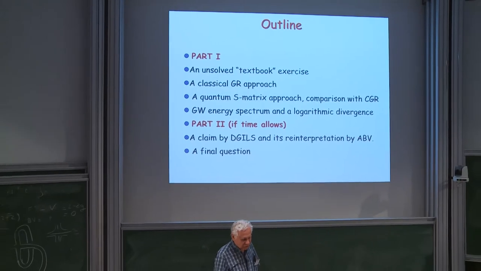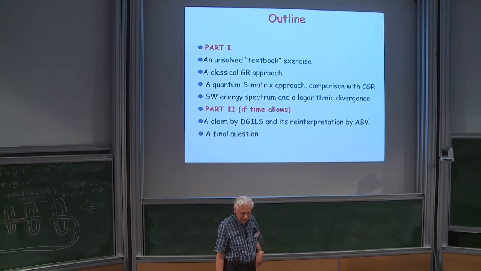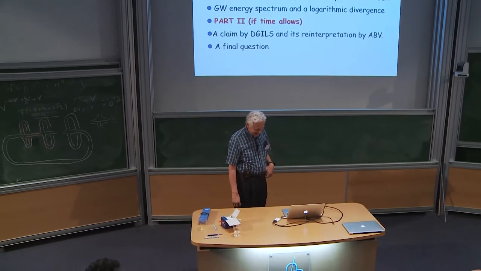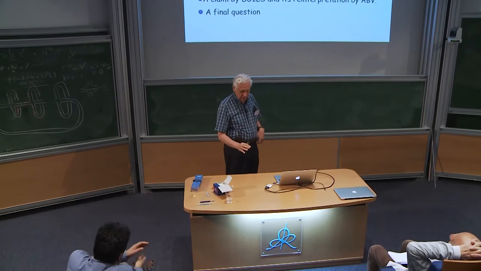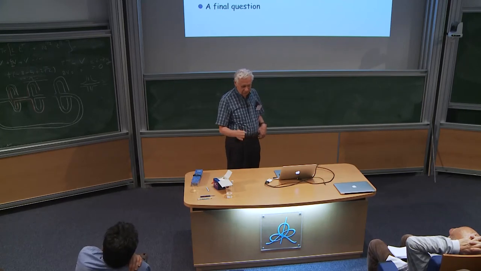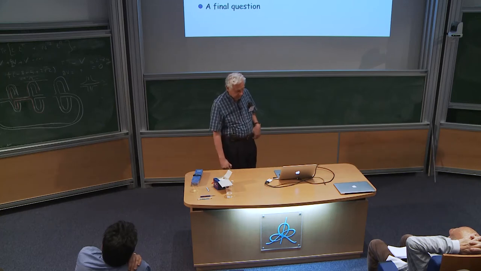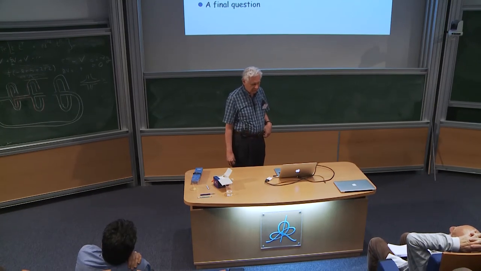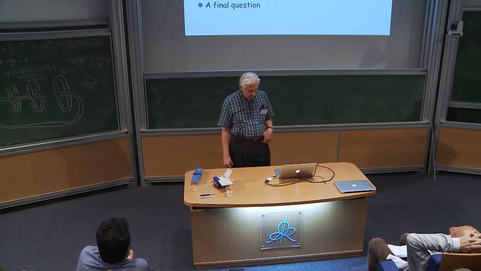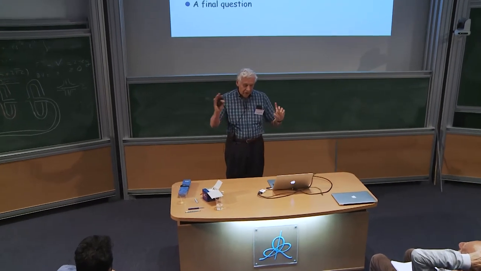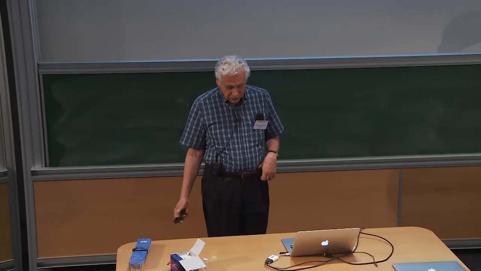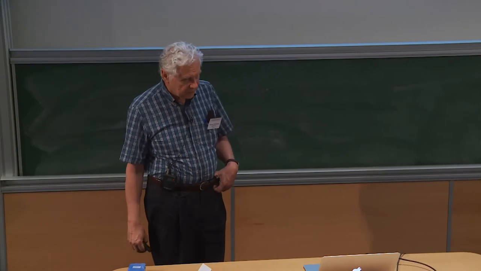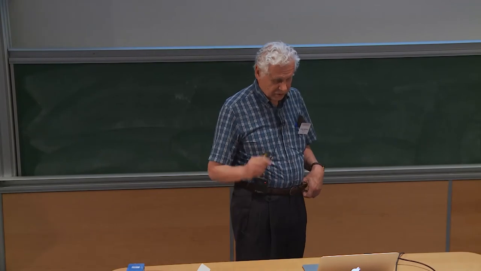In part one, we'll try to solve an unsolved exercise, which should have been a textbook exercise, but it's not. So maybe in a future textbook it will appear. I will deal with this problem in two ways. One is purely classical GR, and the second is a quantum S-matrix approach, and then I will compare the results, finding actually very good agreement, or perfect agreement, I would say, of course by taking a suitable limit of the quantum calculation. And then I will discuss the gravitational wave energy spectrum. We can also look at the angular spectrum, but in particular the energy spectrum, and show that the integral of this energy spectrum still has a logarithmic divergence. Of course, this we believe is due to the breakdown of some approximations at high frequency.